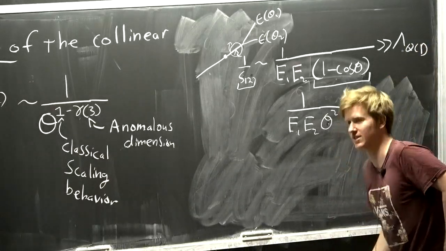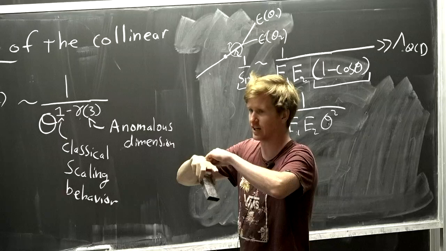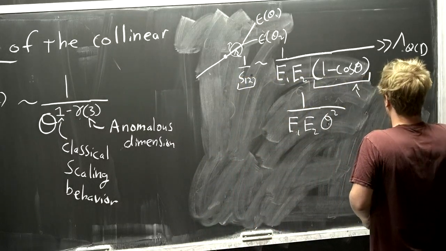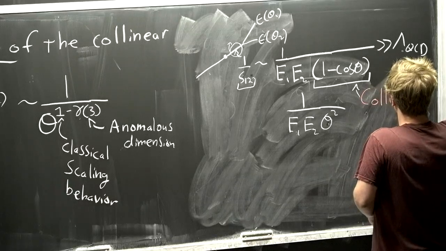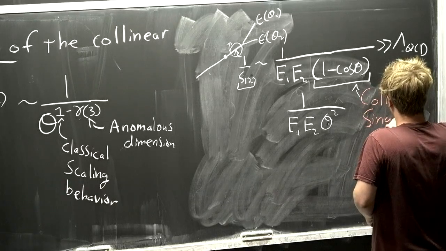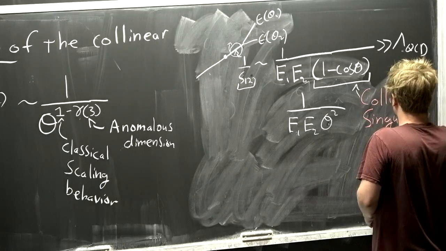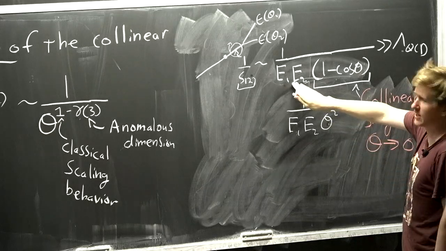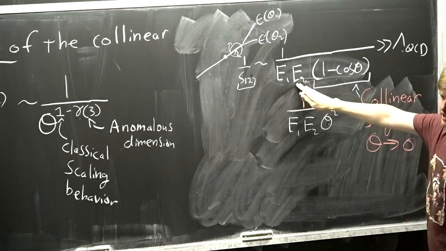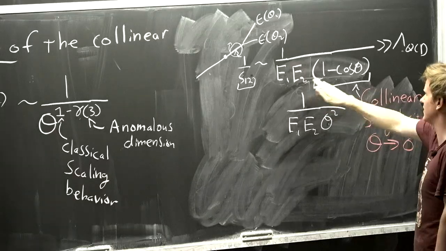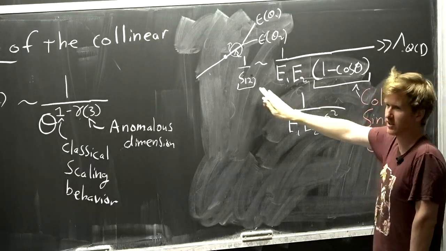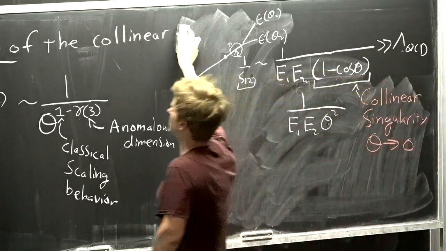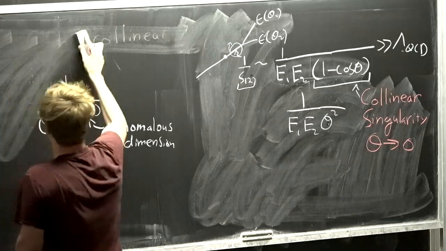Now your question is why this happens in the other region as the angle goes exactly back to back. This is called the collinear singularity, which is coming from the angle going to 0. If you look at this propagator, you can see that the other way that this can go to 0 is if the energy goes to 0. There's an energy and an angle, and the only ways that this can become small is if I either have an energy going small or an angle going small. What's happening in the other region is that the energy becomes small.